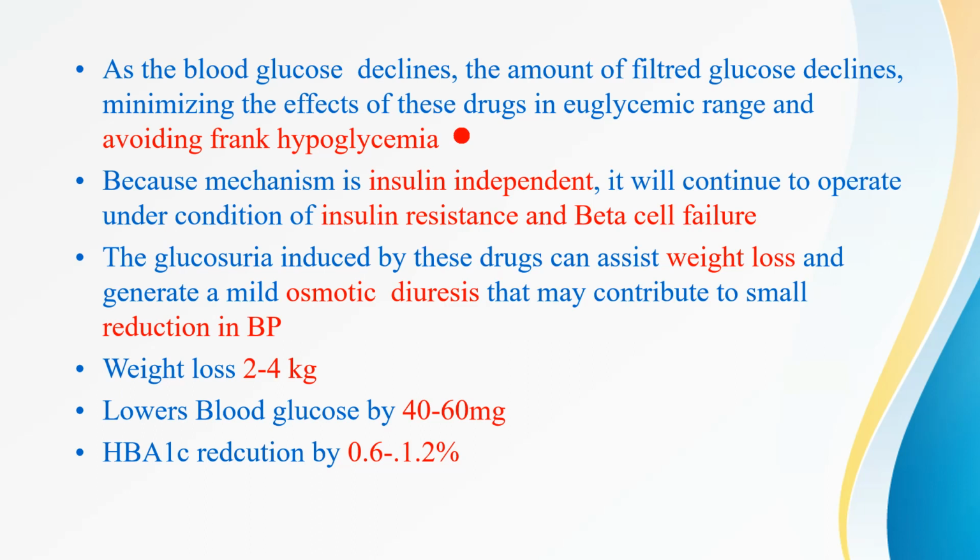The glucosuria induced by these drugs helps in weight loss, and they have a very mild osmotic diuretic effect also, which contributes to a very small reduction in blood pressure. The weight loss caused by these SGLT2 inhibitors is about 2 to 4 kg, and they lower the blood glucose by 40 to 60 milligram with an HbA1c reduction of 0.6 to 1.2%.